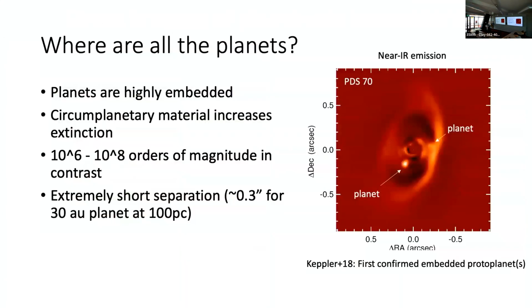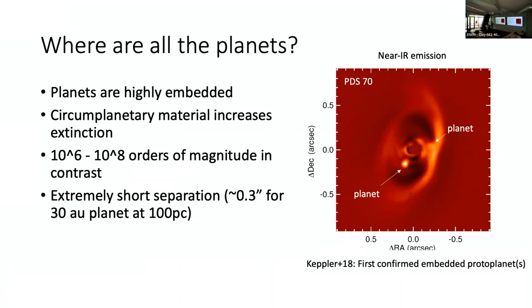And you might say, well, where are all the planets in these pictures? Unfortunately, planets in their disks are heavily embedded. So usually that means that they can be enshrouded in a large amount of gas and dust, which contribute to extinction and make them more difficult to detect. And then circumplanetary material can also contribute to extinction as well.